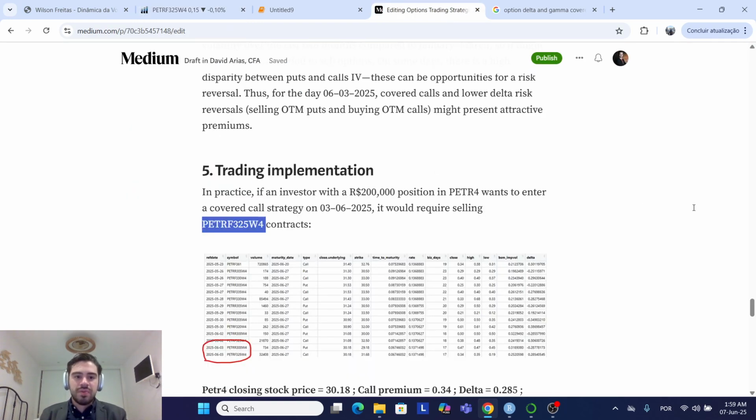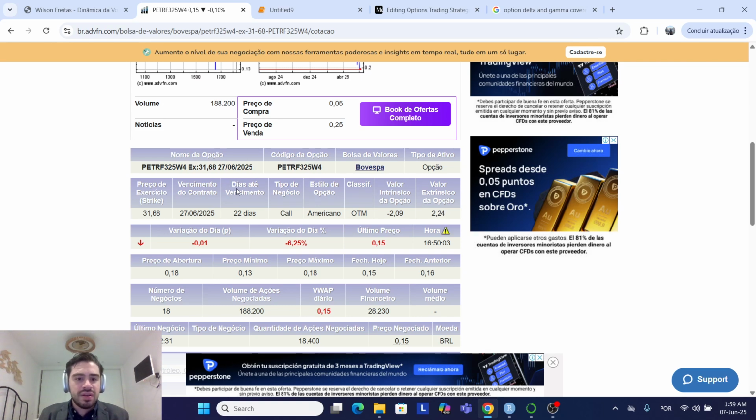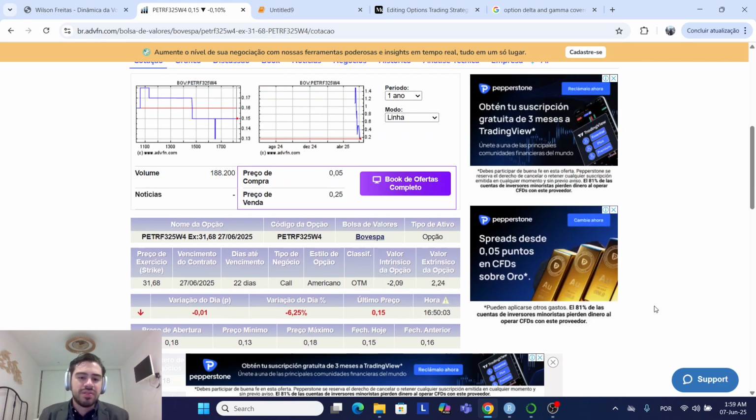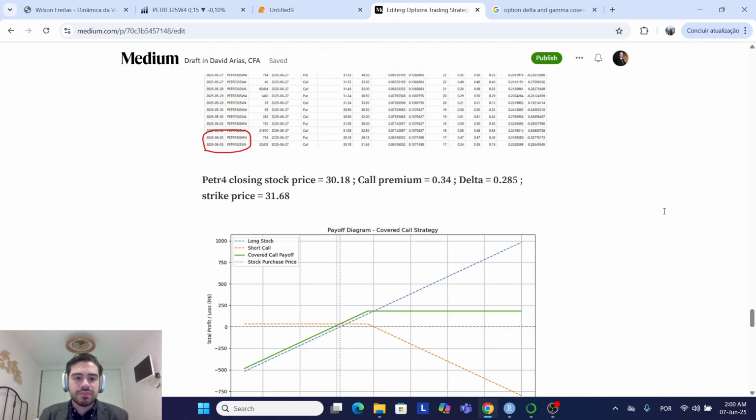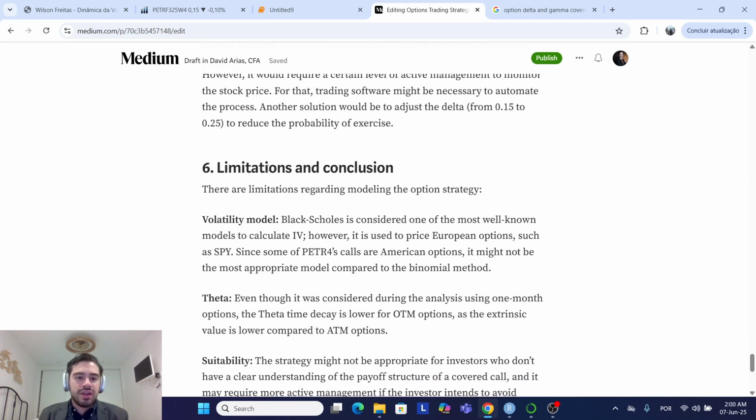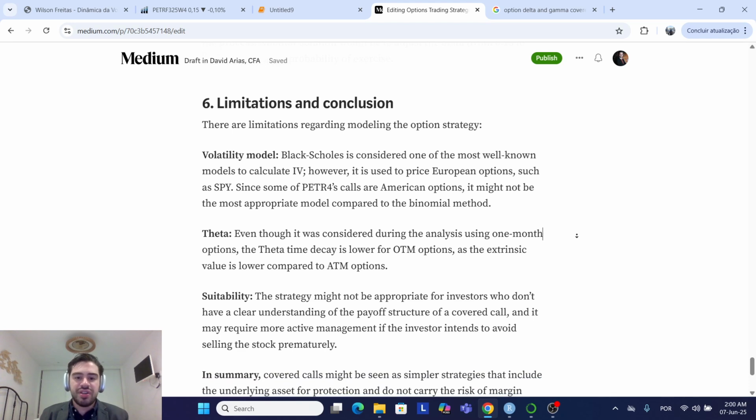So this can be a way to think. And this price reduction was all extrinsic time value. I don't know what the IV is on this day, but probably the IV might be lower, plus the negative theta that reduced it. So yeah, there are some limitations. Like I said before, Black-Scholes is maybe not the best model for some specific American options on the Brazilian Stock Exchange.